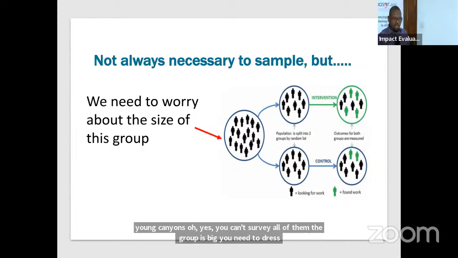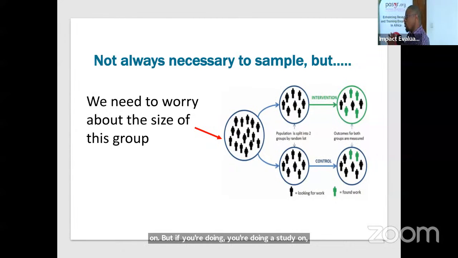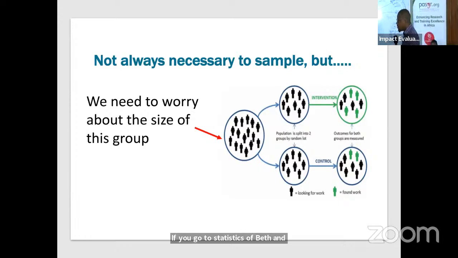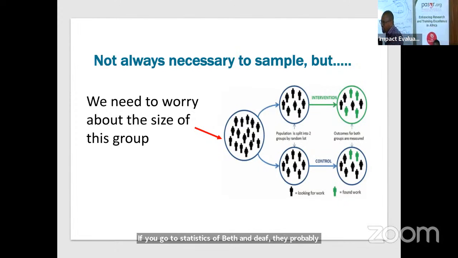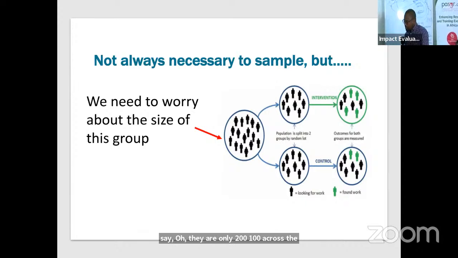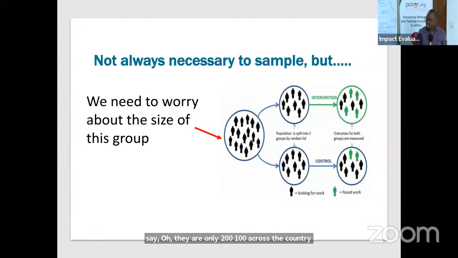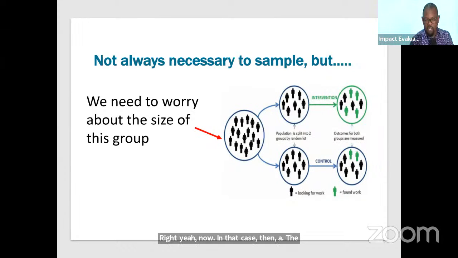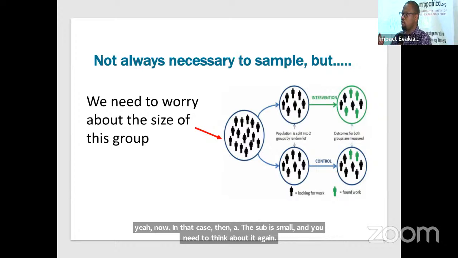But if you're doing a study on a certain group, say infants who were born in the last one week in Kenya, perhaps there will not be many, right? Or infants who were born on New Year's Eve. How many people are born on New Year's Eve? If you go to statistics of birth and death, they probably say there are only 200 or 100 across the country, right? Now, in that case, the sample is small and you need to think about it. Again, context always dictates how big or small your sample should be.